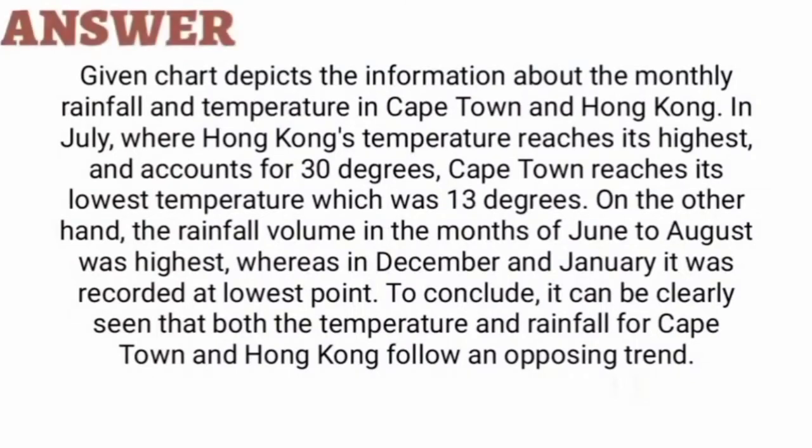which was 13 degrees. On the other hand, the rainfall volume in the months of June to August was highest, whereas in December and January it was recorded at the lowest point. To conclude, it can be clearly seen that both the temperature and rainfall for Cape Town and Hong Kong follow an opposing trend.